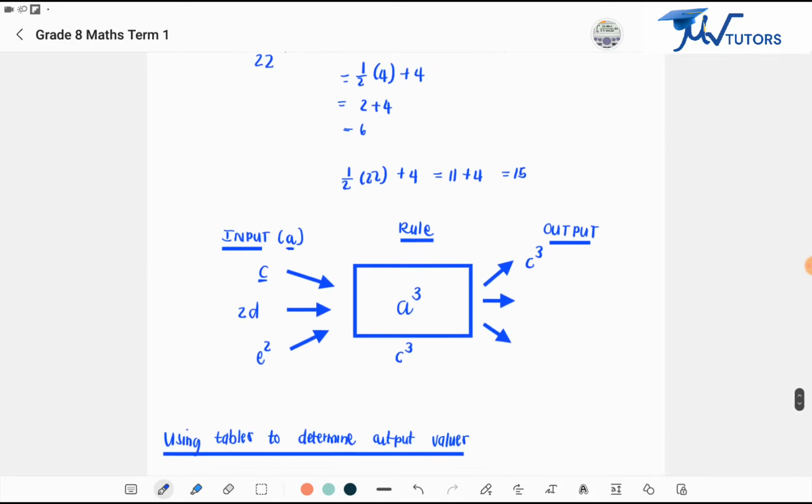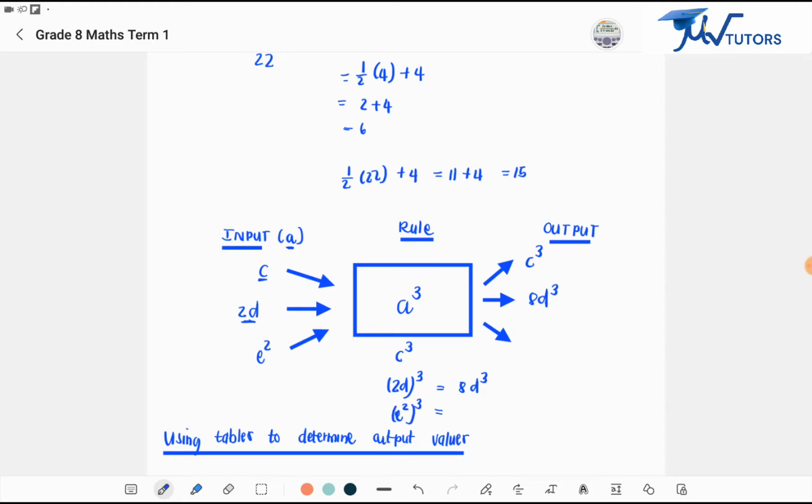And in the place of A, let's put 2D. This is the input. So we're going to put 2D cubed, right? What is 2 cubed? 2 times 2 times 2. That gives us 8. What is D cubed? It's simply D cubed. So there we are, 8D cubed. And then we're going to put in E squared in the place of A. So you can put variables, you can put numbers, it doesn't matter.